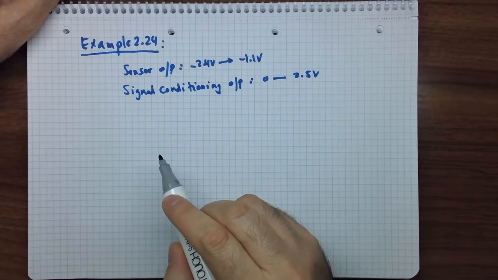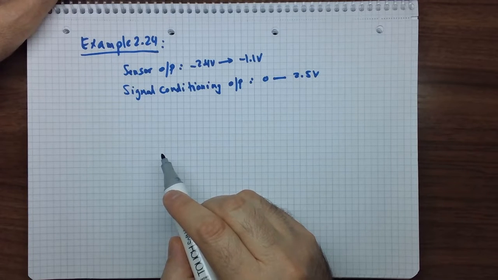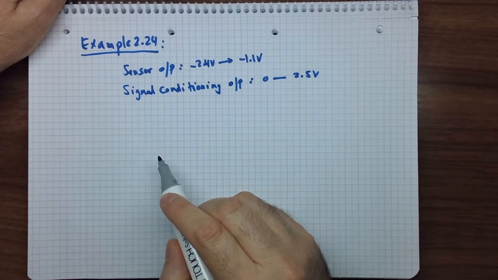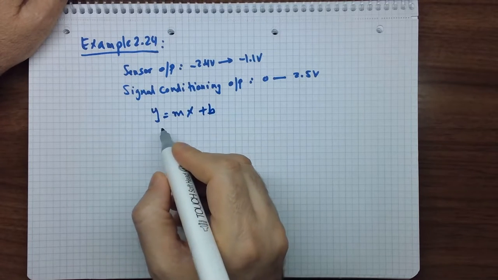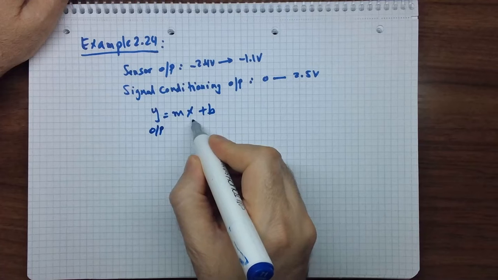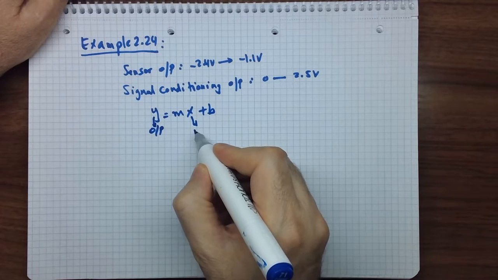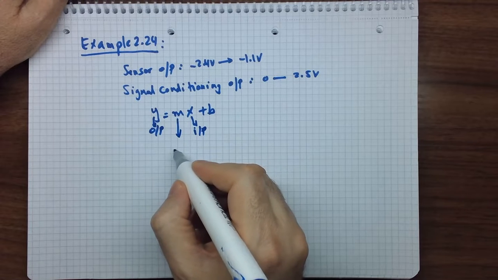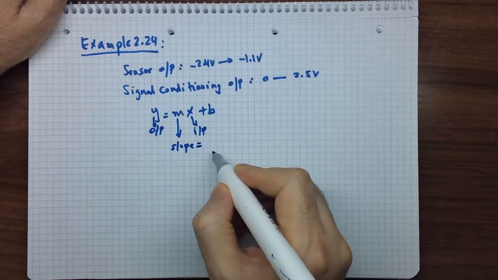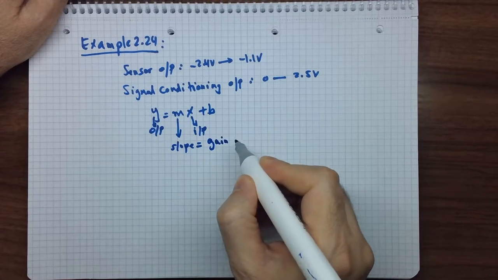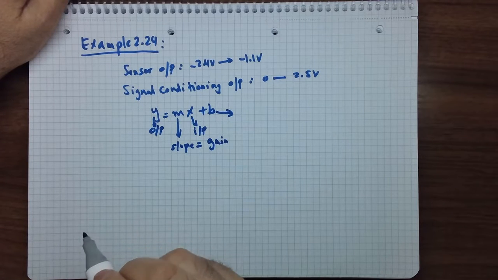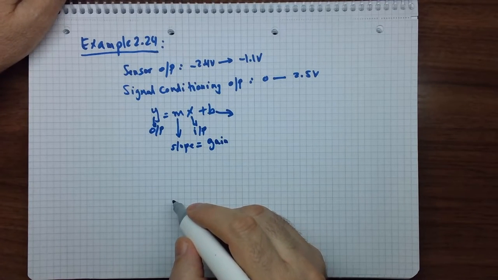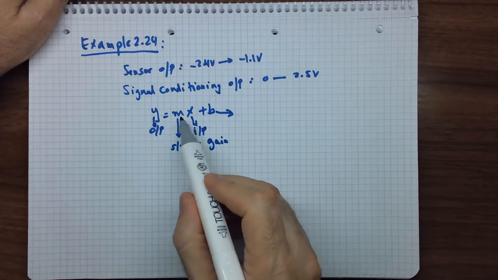The first thing we usually do is to find the equation that relates the output to the input, which is usually a linear equation, a straight line equation, in the form of y is equal to mx plus b. Y is the output, x is the input, m is the slope, which is equal to the gain, and we need to find the constant b to satisfy the equation. So let's start with finding the gain m.